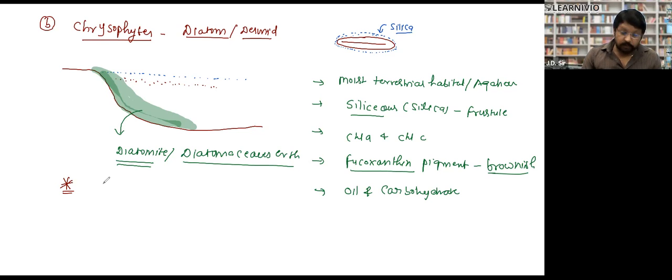Next, one more important thing, their economic importance, whatever I have explained to you while I was telling about diatomite earth, like toothpaste making, sugar syrup making. So note down the economic importance of diatomite earth. Diatomite is used as a cleaning agent in toothpaste and polish.